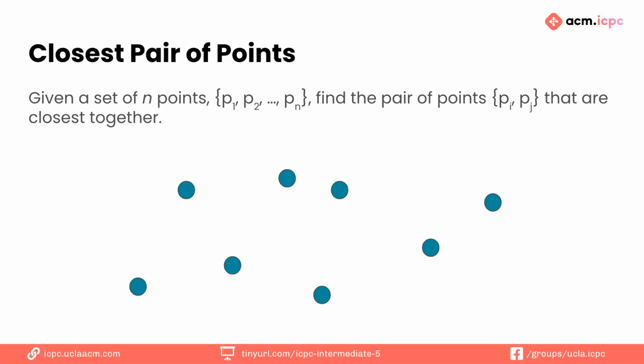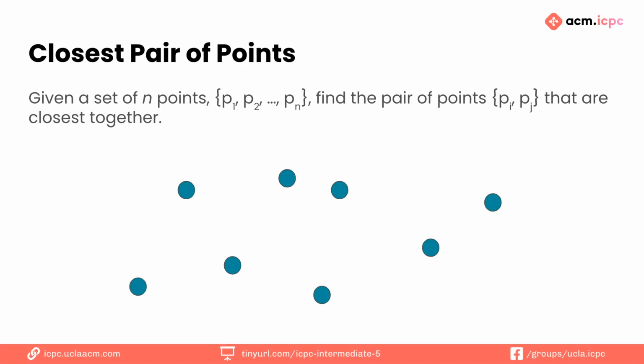Okay, does anyone have any ideas for this question? Even slow ones are fine. Really slow would be just checking every single pair possible and finding the smallest.